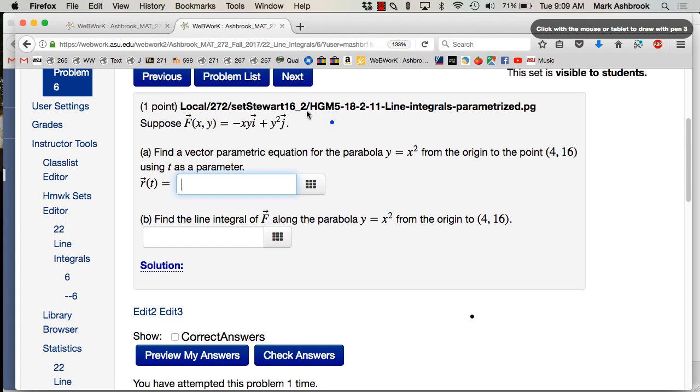So this one, our vector field is negative xy and y squared. And then they want, this is find the parametric vector equation. So that's the path, right? So here's the description of the path along y equals x squared from 0, 0 to 4, 16.